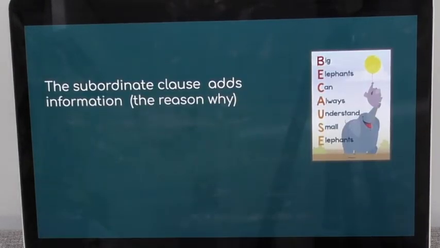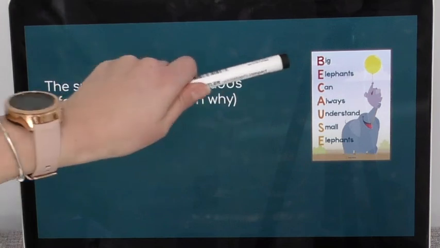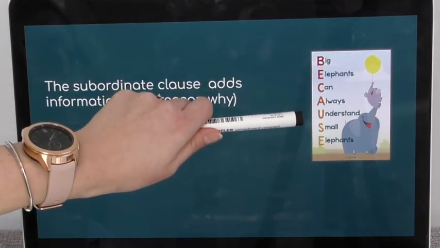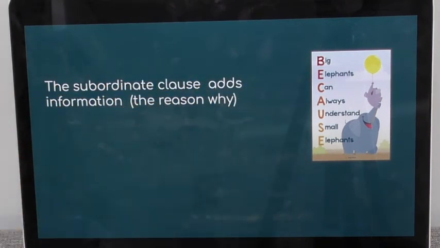We've got a subordinate clause which adds information. We're going to be using the word because today to add that information, the reason why. One of the spellings that we've been practicing is because. If you're not sure how to spell it, we've got a little rhyme on how to remember how to spell the word because. So we use big elephants can always understand small elephants. And if you think about the letter on each of those, that is how you will spell because. We're going to be using because today to add some extra information.